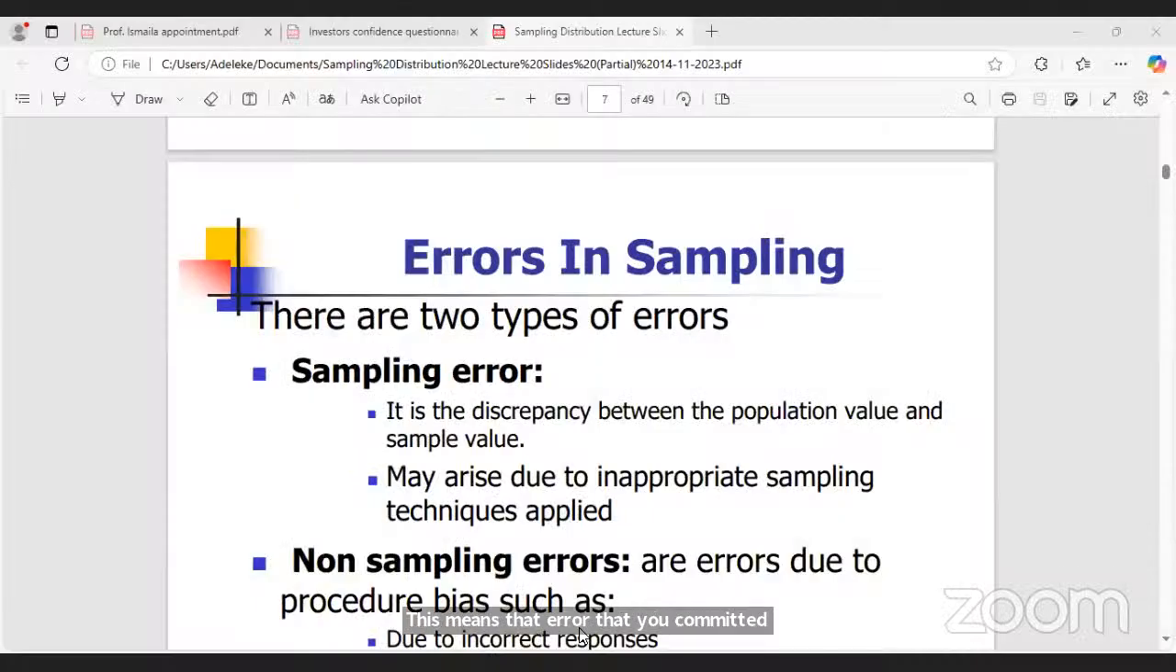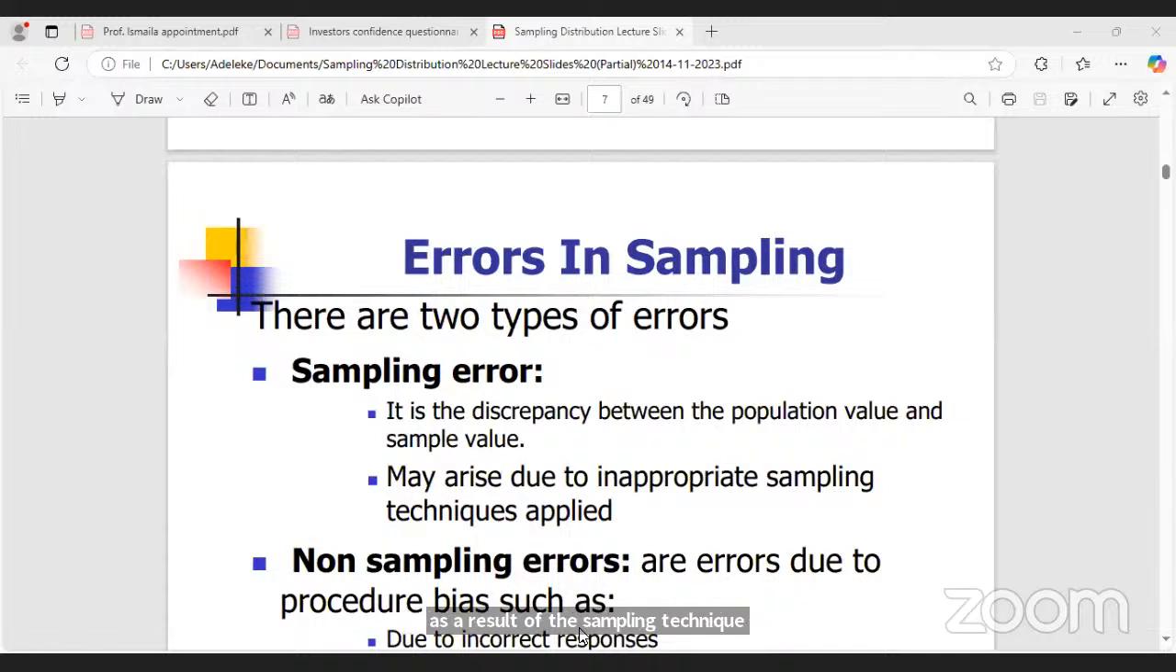So while you are taking your sampling, you are liable to two types of error. So we have sampling error, and then we have non-sampling error. Those are the two types of error that you are liable to. When you say sampling error, it means the error that you committed as a result of the sampling technique that you have chosen.